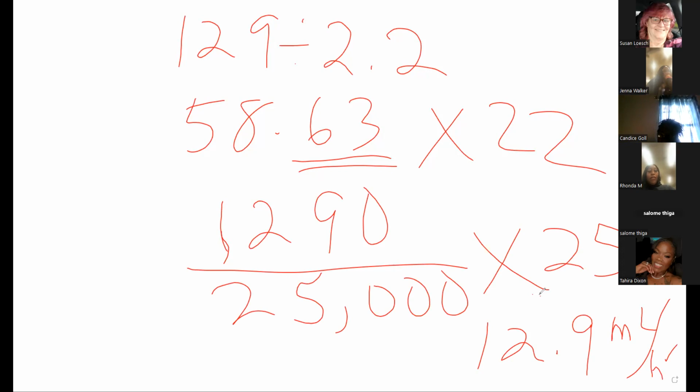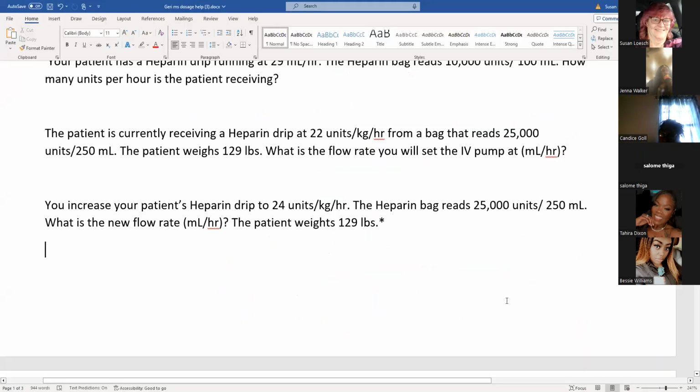Okay, everybody got that? 12.9. I'm sorry, the units it was 24, not 22. It was 24. It says 22 heparin units, 25,000 by 250.